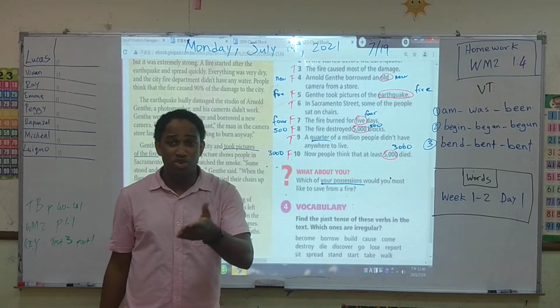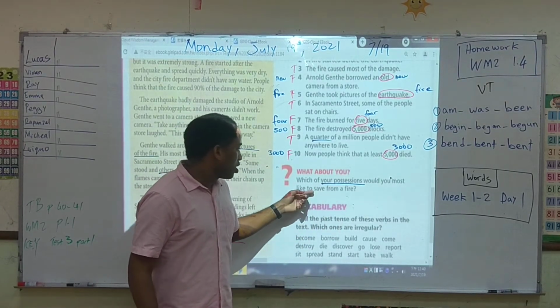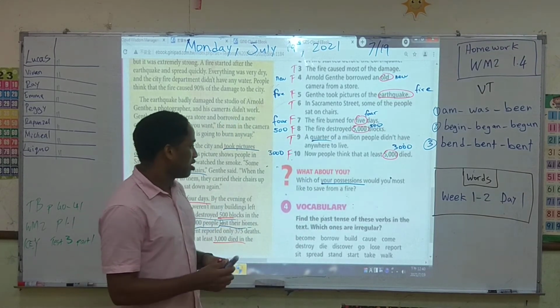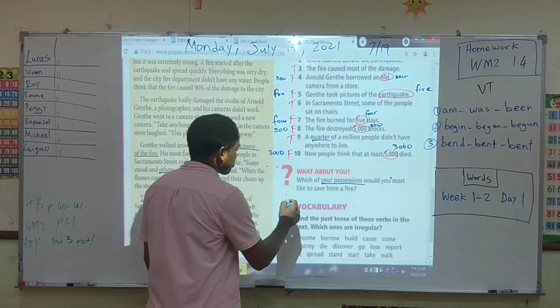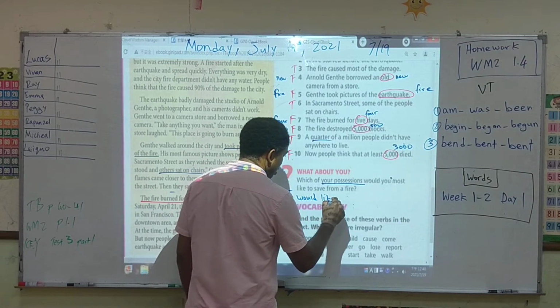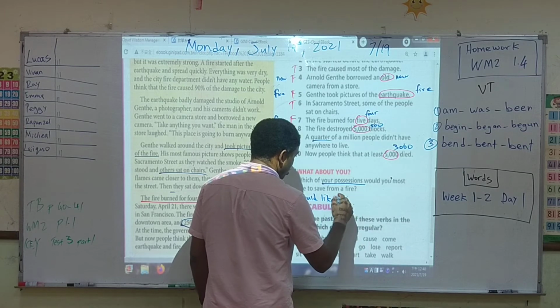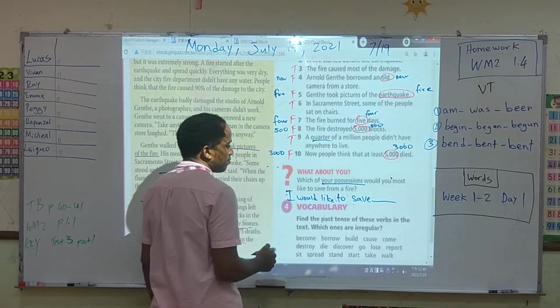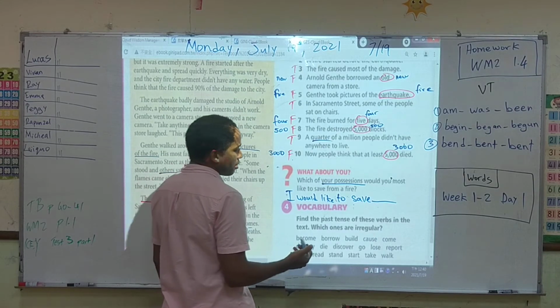So that's a question for you to write your answer. Okay? Which of the possession would you most like to save from the fire? So I would like, okay, to save, okay, from a fire.